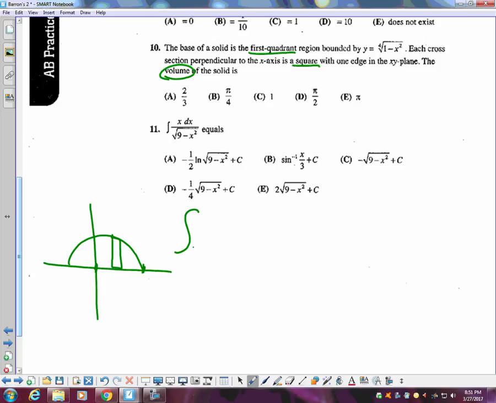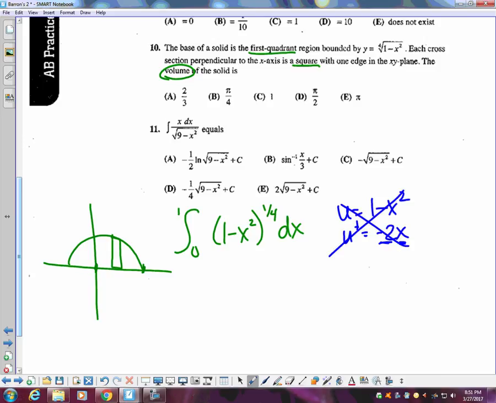So I'm the integral from 0 to 1 of, let's see, the height of this thing is (1 minus x squared) to the 1/4, dx. The problem is, if I let u be 1 minus x squared, my u prime is a negative 2x. I can make a negative 2, but I can't pull an x out of thin air. So I can't do u substitution here. This is not one of those inverse trig things. This is like I'm stuck.